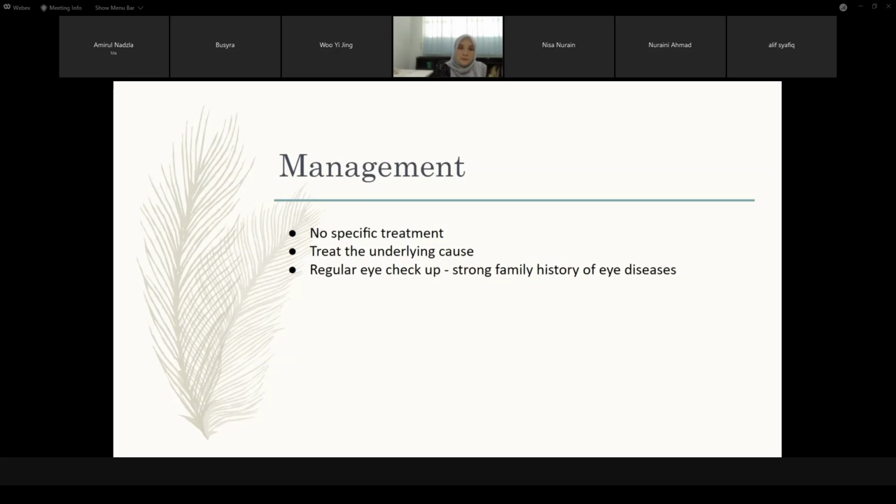For the management, there is actually no specific treatment for optic atrophy. The only way to prevent optic atrophy is by treating the underlying cause. For example, in a glaucoma patient, we must control the intraocular pressure, or if the patient has sarcoidosis, control the inflammation. And for those who have strong family history of eye disease, it is recommended to do regular eye checkup to detect any abnormalities as soon as possible.